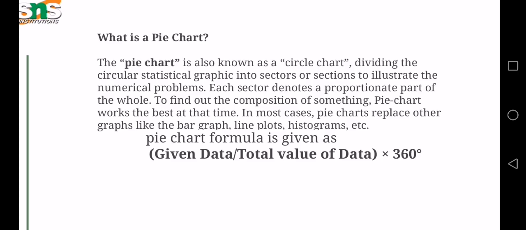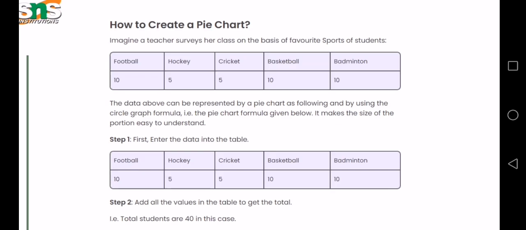The pie chart formula is given as: given data divided by total value of data, into 360. Here is an example of how to create a pie chart. Imagine a teacher surveys her class on the basis of the favorite sports of the students. Here the data are given: football 10 students, hockey 5 students, cricket 5 students, basketball 10 students and badminton 10 students.